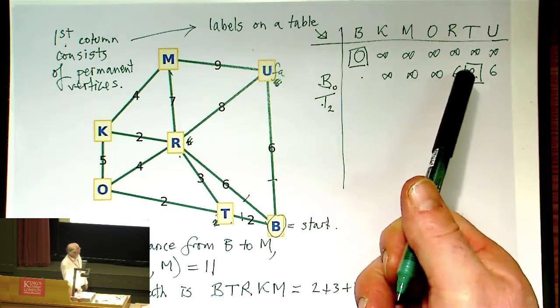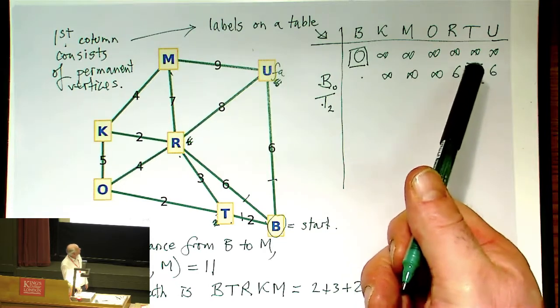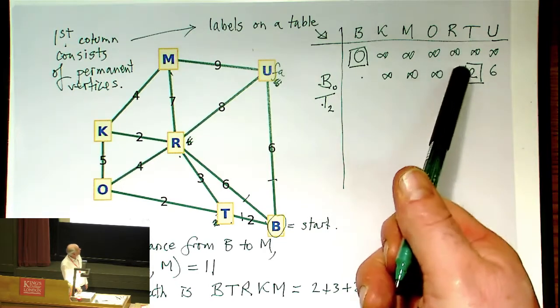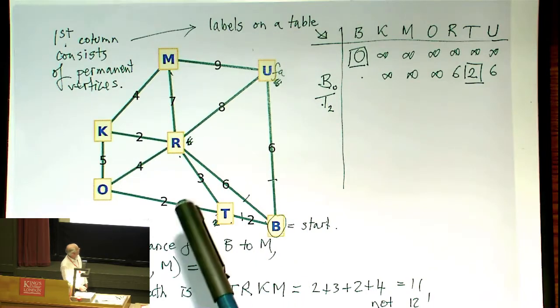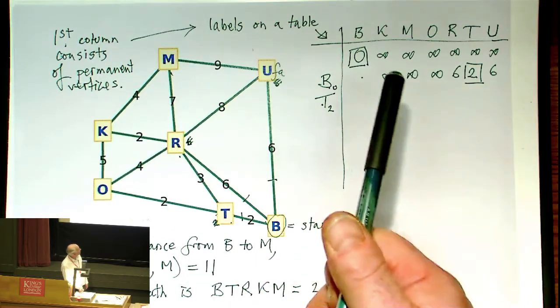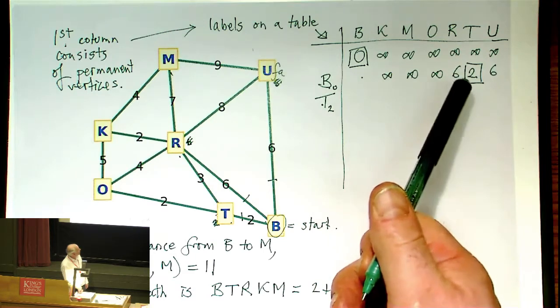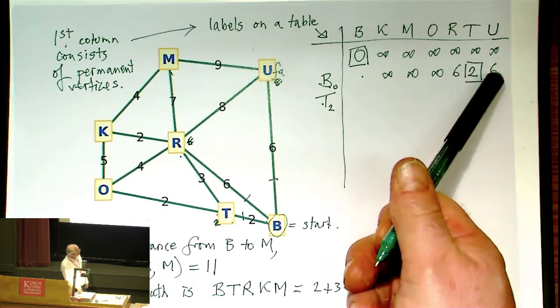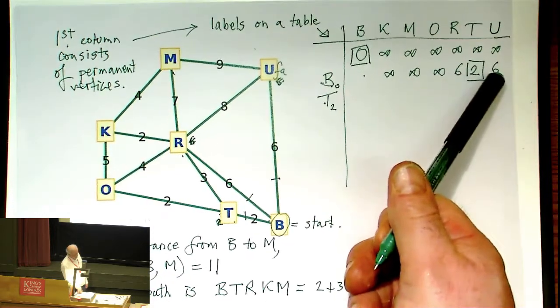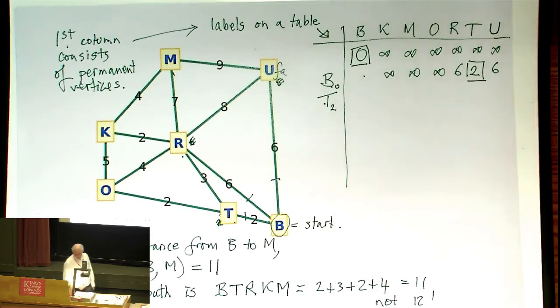On the other hand, we don't know for certain whether the correct shortest distance to R is 6. In fact, it's not. It's going to be 5, because in a moment I can get to R via T, and that gives me a shorter distance of 5. So these numbers on the right, these labels, are called temporary labels. They're not necessarily giving you the true distances.